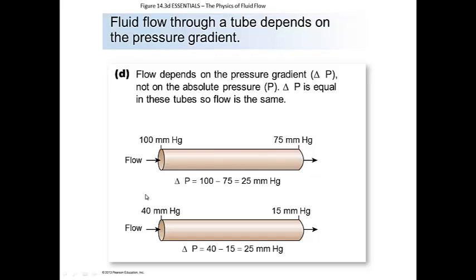Now, the lower example, we start out at 40 millimeters of mercury to 15 millimeters of mercury. And in this case, the gradient is the same. The pressures are much lower in the second example, but the blood flow is going to be the same. Flow is dependent on the change in pressure, not the absolute magnitude of that pressure. So we know that this pressure differential is going to drive flow. That pressure gradient is necessary for flow to move from one end to the other.